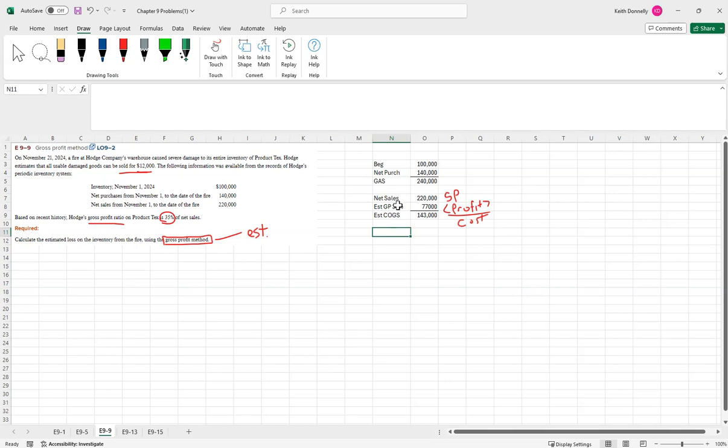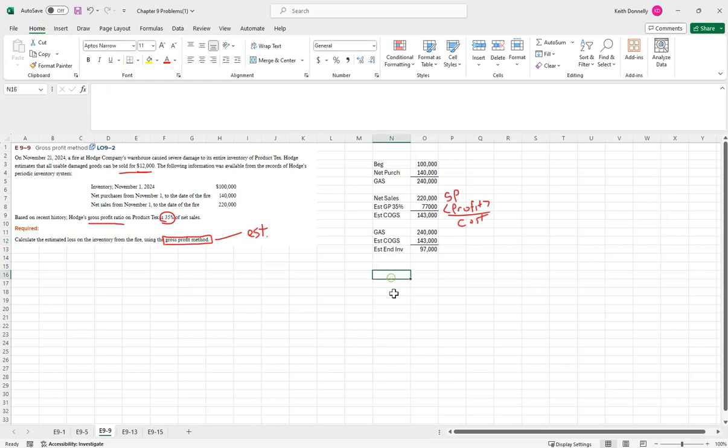It's an estimate because the inventory was damaged, there was a fire. We're basing this off that 35% gross profit amount there. Okay, so our goods available for sale are 240. Our estimated cost of goods sold is 143. Accordingly, our estimated ending inventory is going to be 97,000, okay?